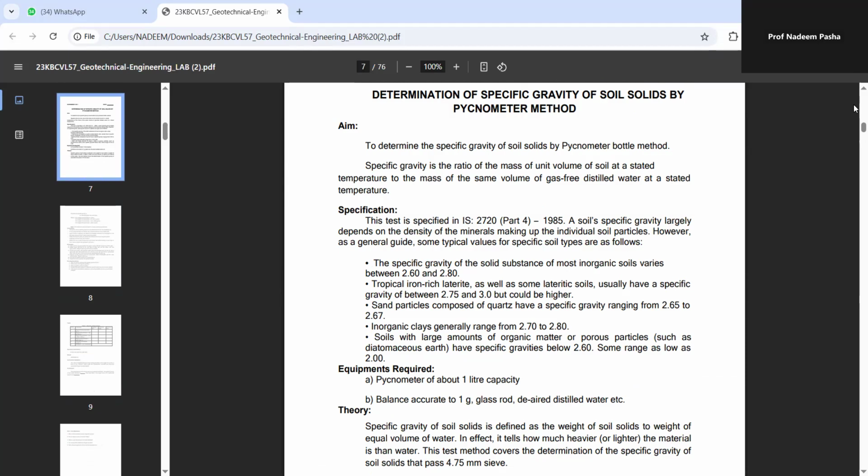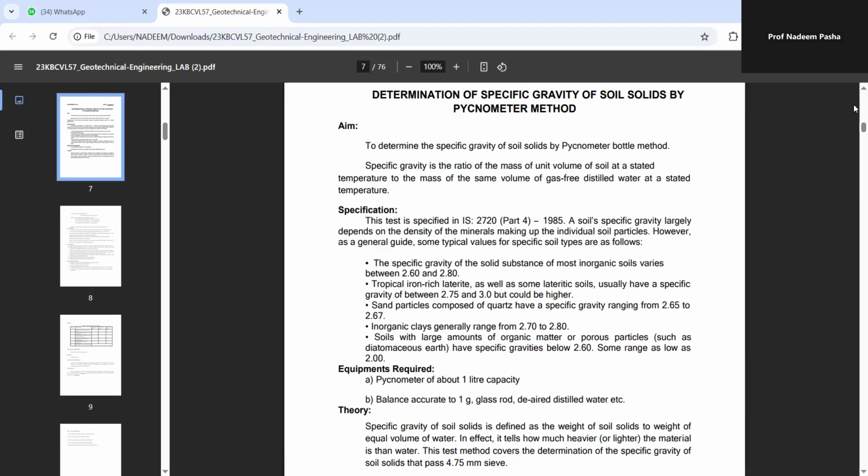The specific gravity of solid substances of most inorganic soils ranges between 2.6 and 2.8. If it is inorganic soil, whatever it may be, the specific gravity ranges from 2.6 to 2.8. If it is tropical iron rich laterite as well as some lateritic soils, they usually have a specific gravity of 2.75 to 3 and could be higher. For example, cement has a specific gravity of 3.15.